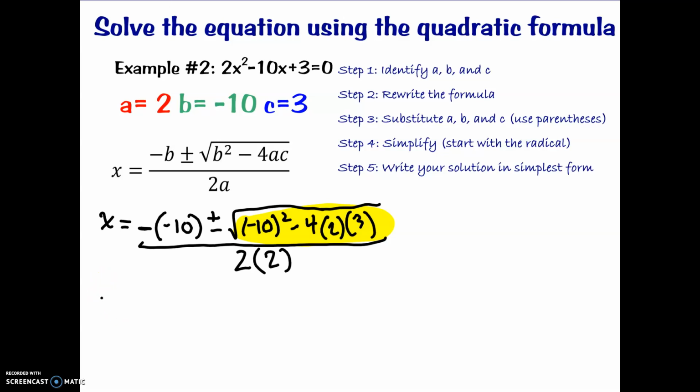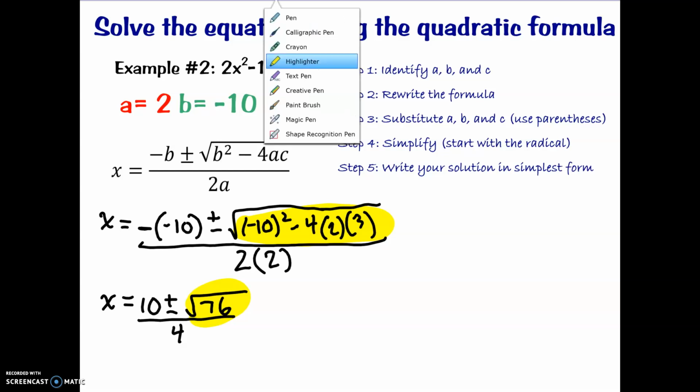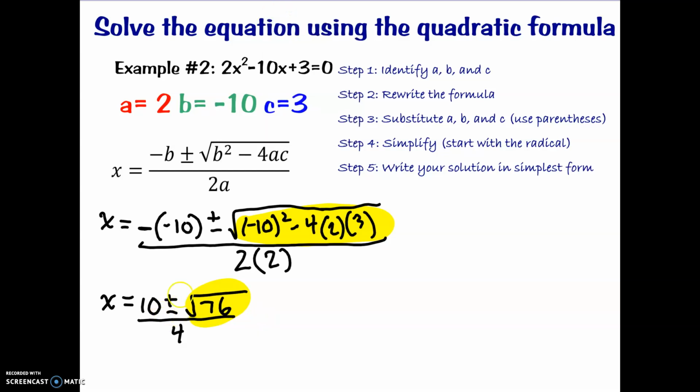So now I'm going to rewrite this as x equals the opposite of -10, which is +10, plus or minus, and when I plugged this into my calculator, I got 76 as my radical, divided by 2 times 2, which is 4. So notice how these three pieces I simplified all separately. Now I'm ready to try and figure out what my solutions are. The problem is this time I don't know what the square root of 76 is. So I'm just going to leave it alone for now, but I am going to separate my solutions into two different parts using this plus or minus, just like I did with the other example.